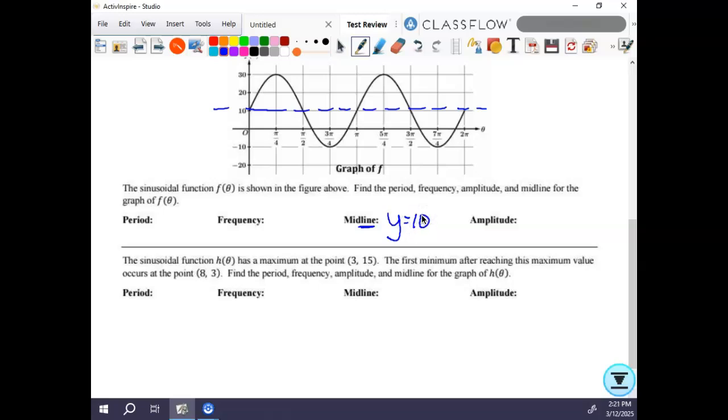Along with the midline, the next probably easiest thing is to figure out the amplitude. If you look at it in both directions, you should get the same number on both sides, right? And if you don't, then your midline's wrong. But my amplitude is 20.